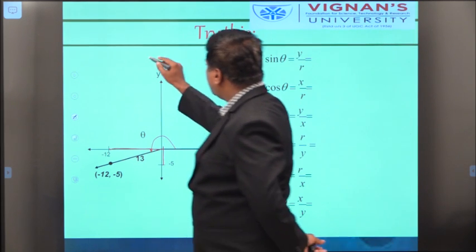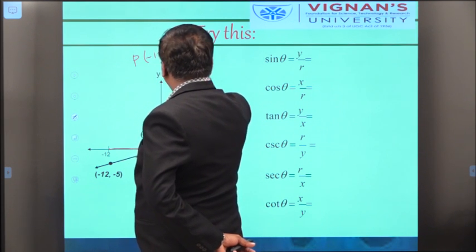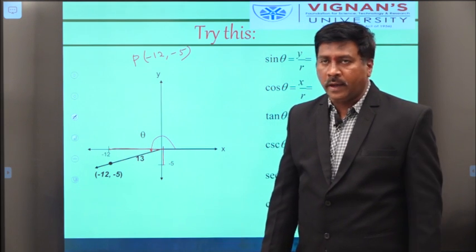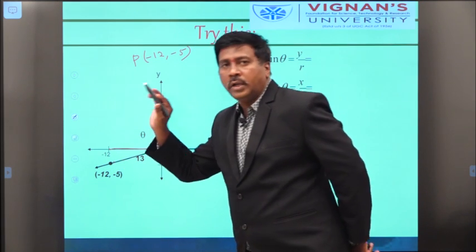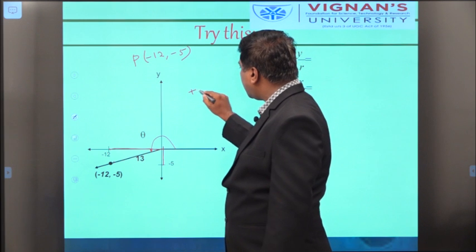So this is the information given. The point P is (-12, -5), and both coordinates are negative. Therefore, the point P lies in the third quadrant of the coordinate plane, because, as you already explained, this one is plus.